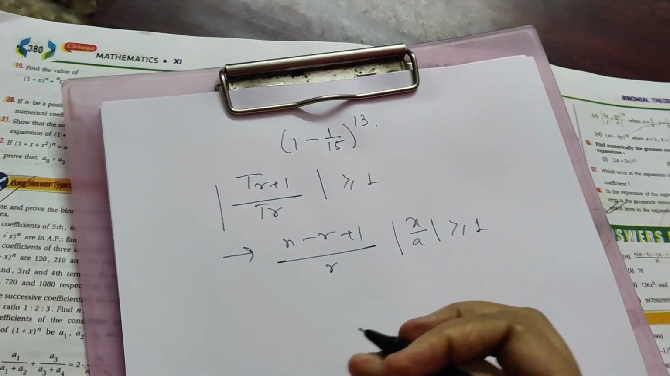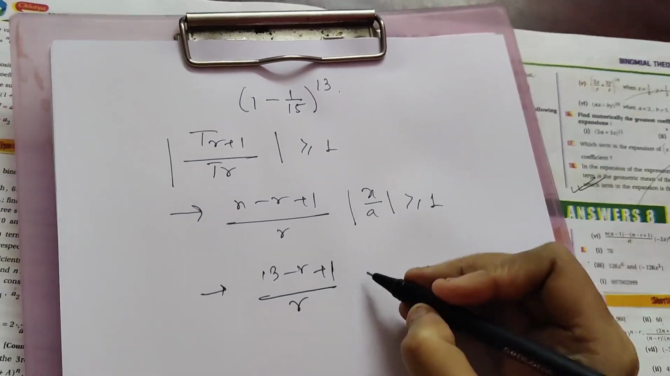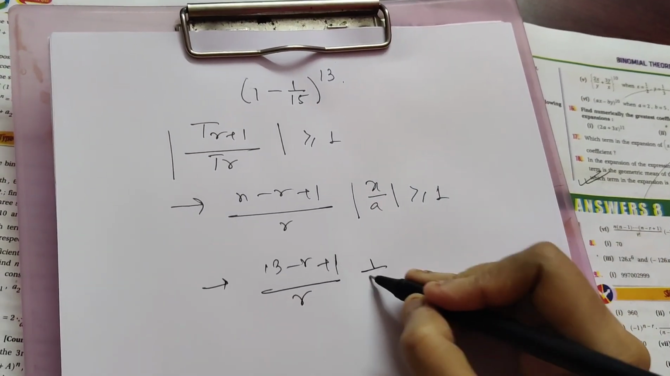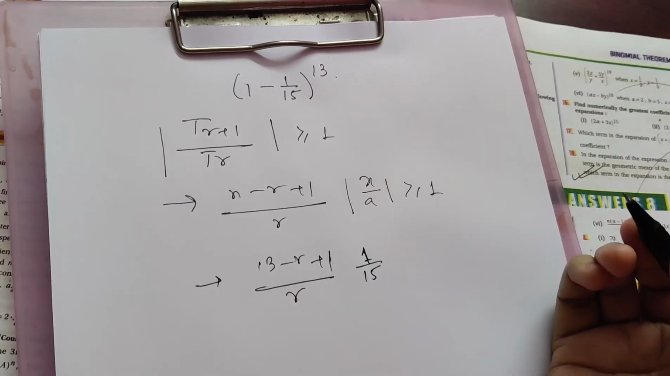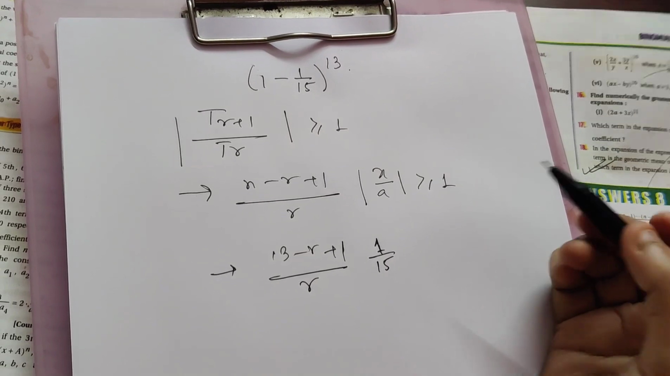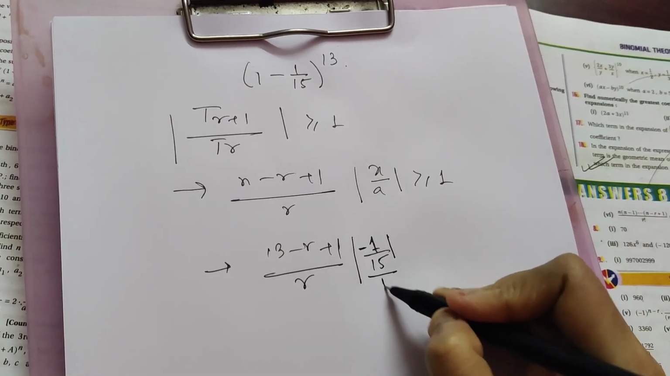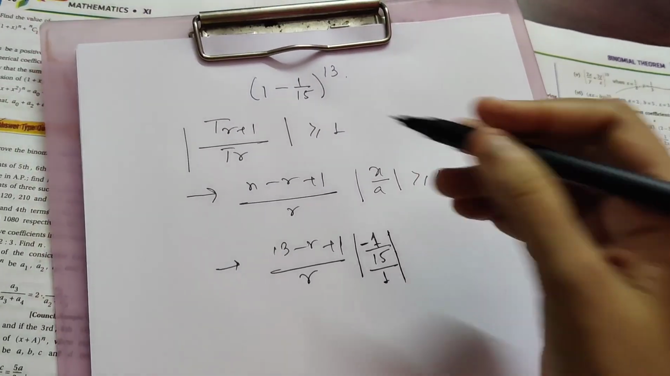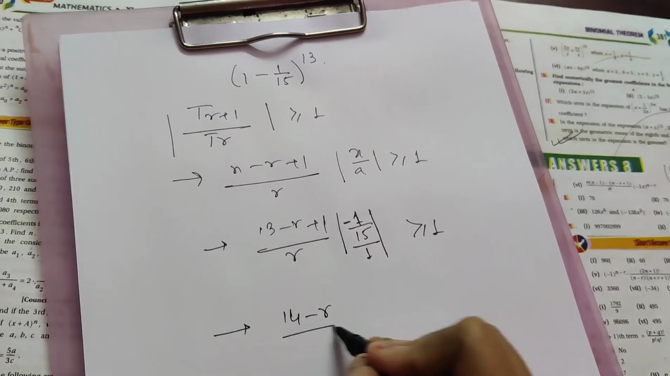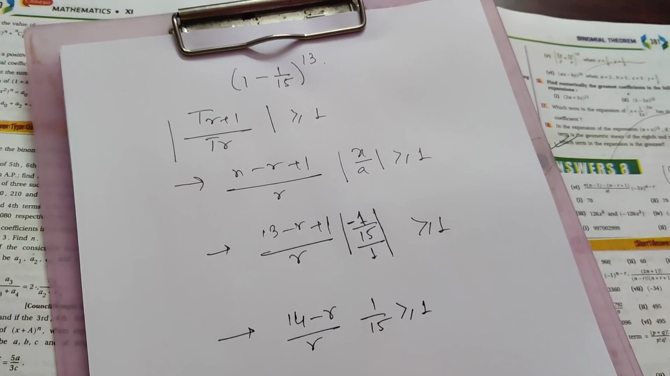Okay, now n is 13, and because x is minus 1 by 15 here, but we will not consider minus, that's why we are using modulus. We are considering the numerical value. So actually minus 1 by 15 by 1 means 1 by 1, a is equal to 1, greater than or equal to 1. So 14 minus r by r into 1 by 15 is greater than or equal to 1.